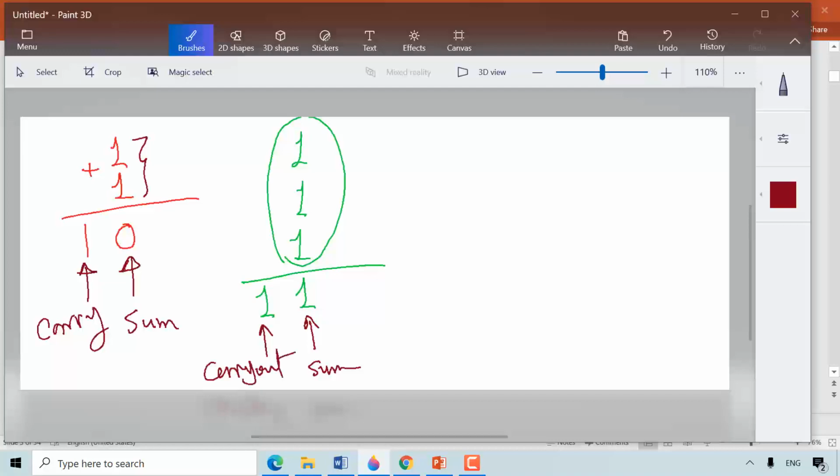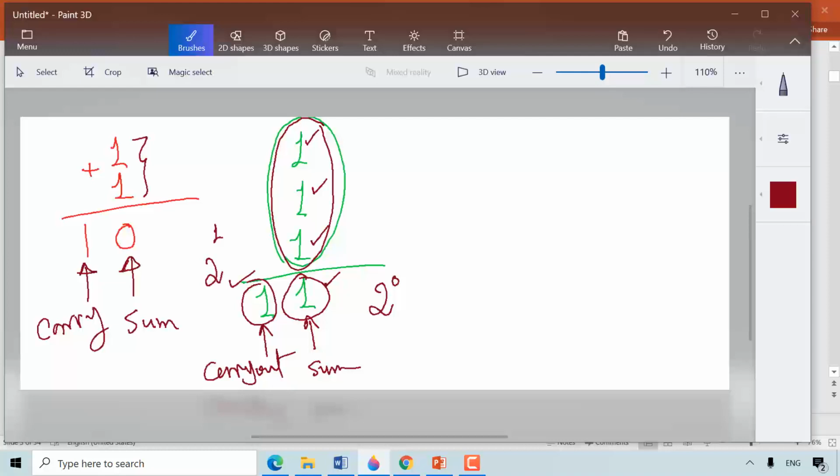Now it is important to notice that the binary weight of the sum is equivalent to those we are adding, but the binary weight of the carry out is higher. So you can say that these are the units. What do we mean by unit? The weight is 2 to the 0. But here we can say this is tens. The weight is 2 to the 1.